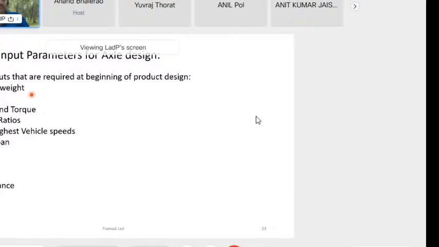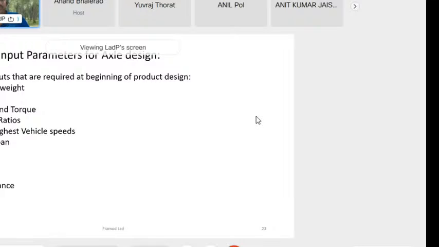Gross vehicle weight, overload. Many times, depending upon the application, for example, Tata Ace or Ashok Leyland, those vehicles which are 1 to 3 ton type vehicles, Ashok Leyland or Tata know from their own past experience how much overloading happens to their vehicles, and they specify the overload factor to us.